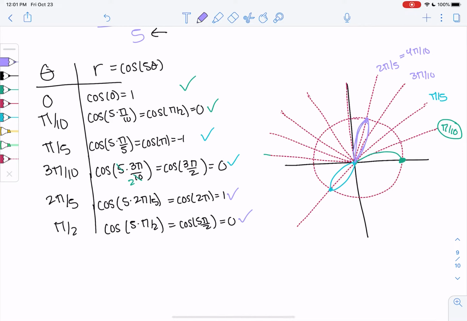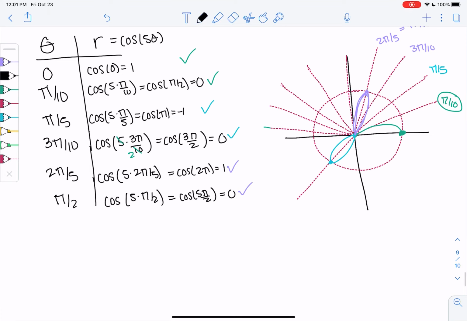So I'm kind of starting to see the shape. It looks like I have about half of it. So I'm probably going to have to do a couple more angles. So we're going to go by pi over 10s. So this was 5 pi over 10 as a reminder.